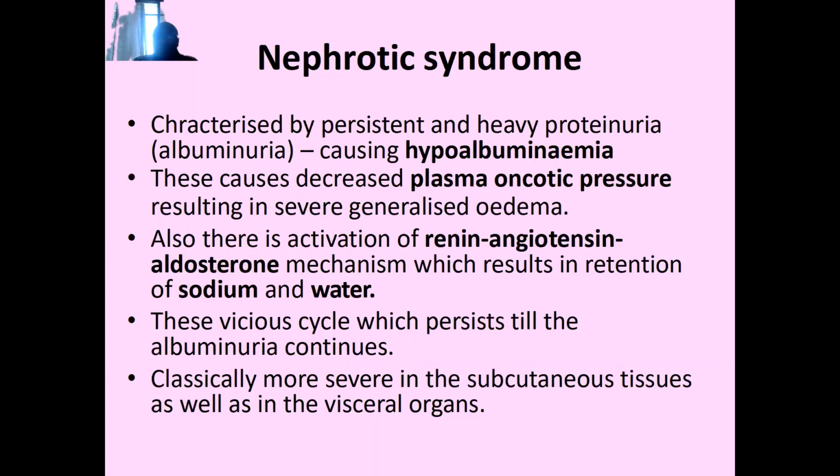So, nephrotic syndrome is characterized by persistent heavy proteinuria, especially albumin, which causes hypoalbuminemia. This leads to reduced plasma oncotic pressure, resulting in severe generalized edema, as there is activation of the renin, angiotensin, and aldosterone mechanism, which results in retention of sodium and water. This vicious cycle persists as long as the albuminuria continues. Classically, it is most severe in the subcutaneous tissues as well as in the visceral organs. So in nephrotic syndrome, the patient loses albumin, resulting in fluid escaping from the vascular space to the interstitial space, resulting in edema.